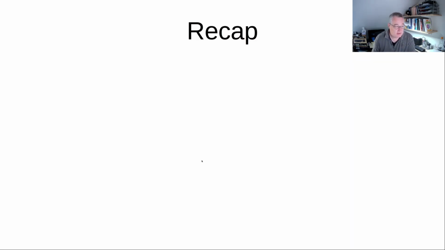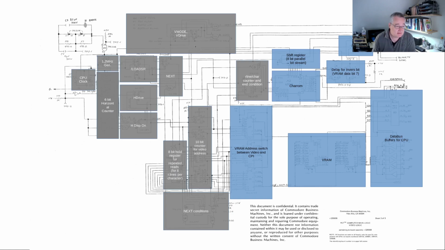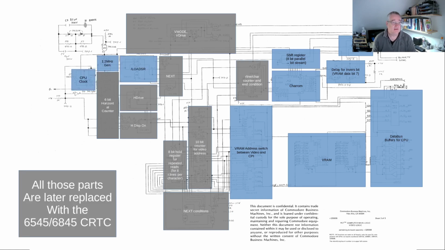So let's have a recap. So what we've seen so far is all these parts, which are, once you get to understand them and you try to unwrangle all the different signals here and lines, it's actually quite an ingenious video circuit. And if you take out the load shift register and the clock generation, this is actually what the 6545 or 6845 CRTC does. Now let's look at the rest that's still missing.